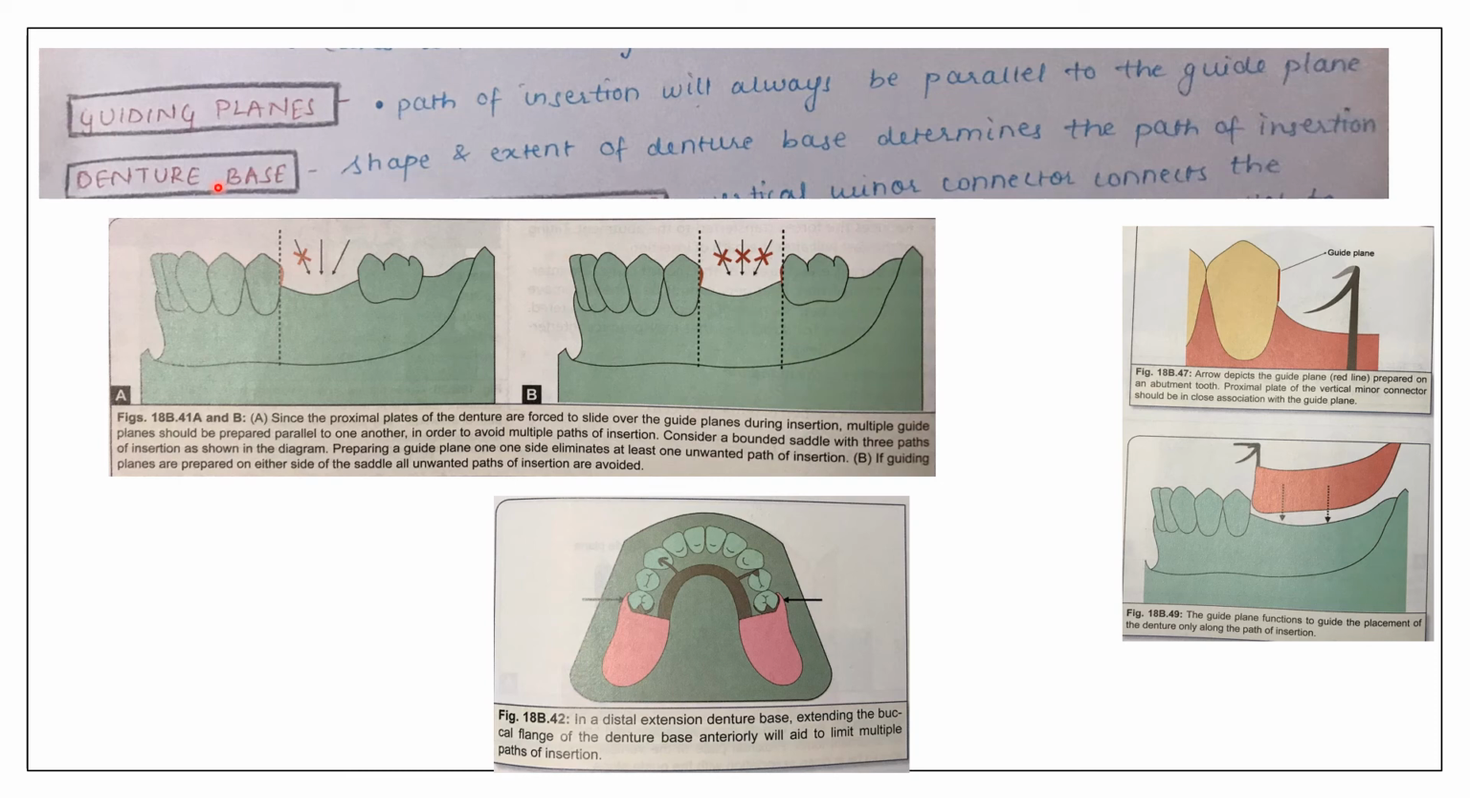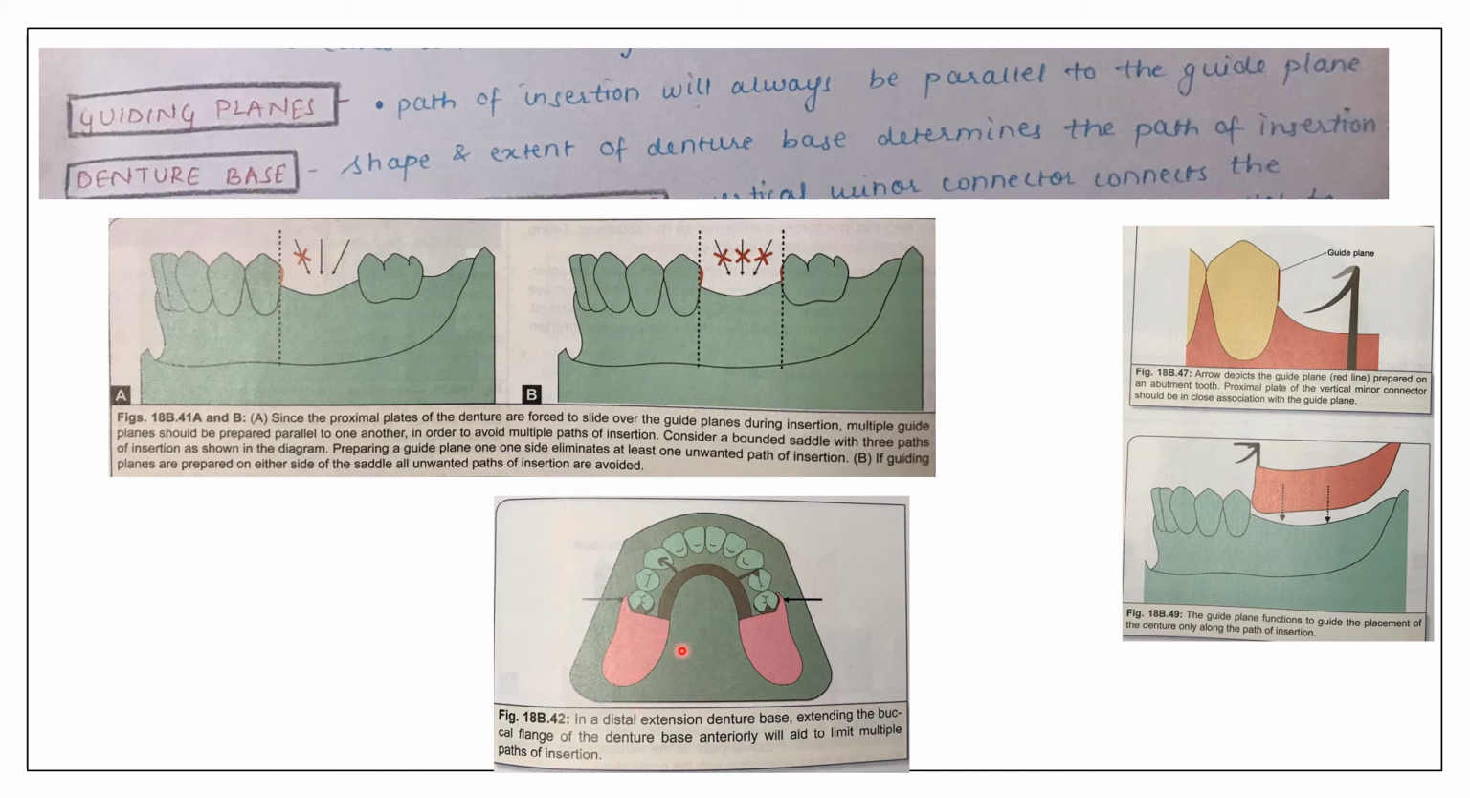The next is your denture base. When it comes to the denture base, the shape and the size of the denture base determine the path of insertion. So the denture base is this, where you're going to place your artificial teeth. So the size and the extent of this denture base will determine the path of insertion.